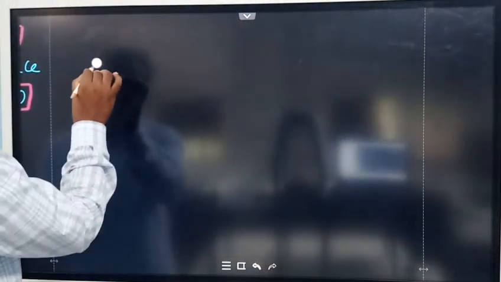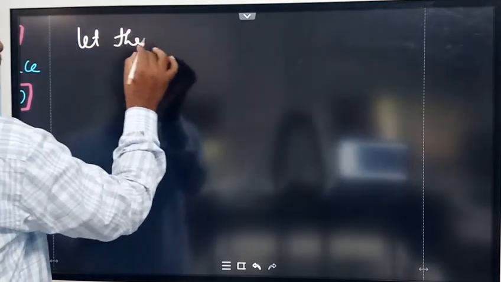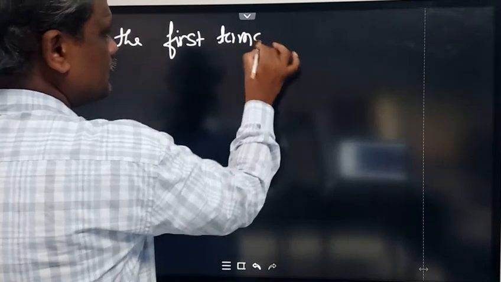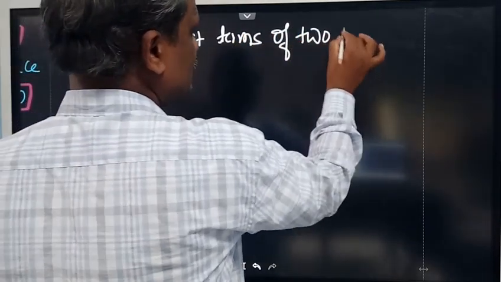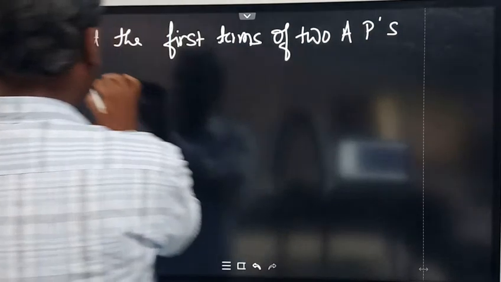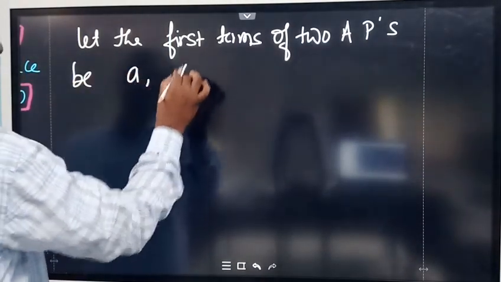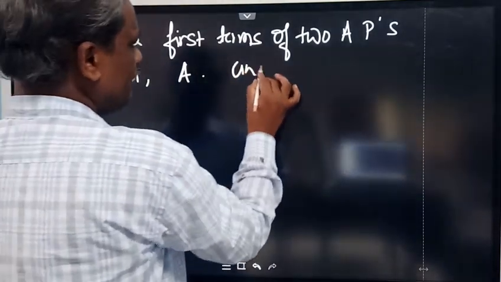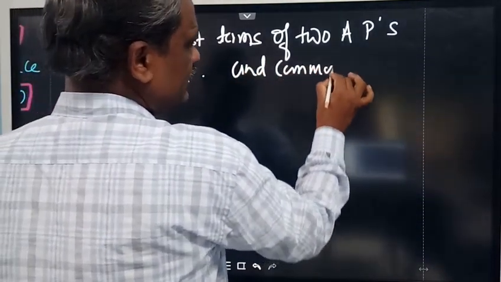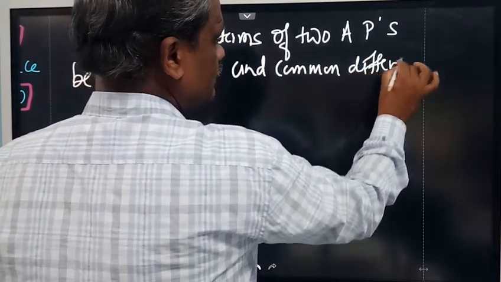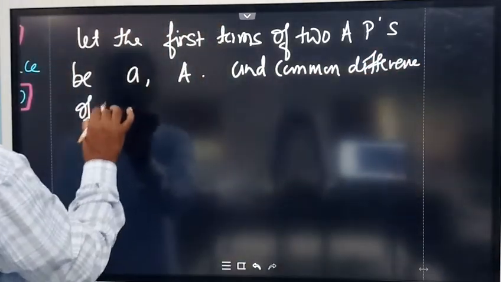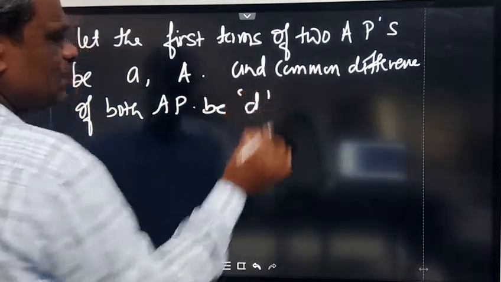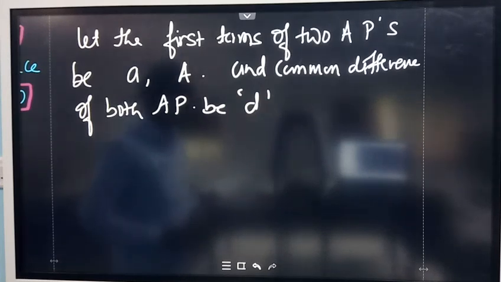Let the first terms of the two APs be small letter a and capital letter A. Let us take these two as the first terms. The common difference is the same for both, so let us take the common difference of both APs as d.